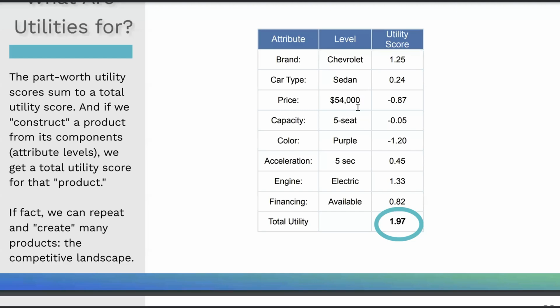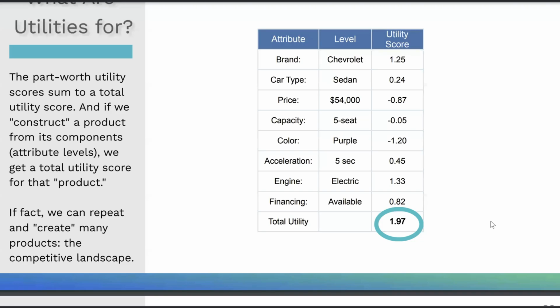Maybe this product doesn't actually even exist in the real world, right? But we just created a total utility score for this product. So if we created this product's total utility score, we could construct several other products. What if I were to construct a Chevrolet here, and a Kia, and a Tesla, and all of those? And now we could have the total utility score for every one of these.